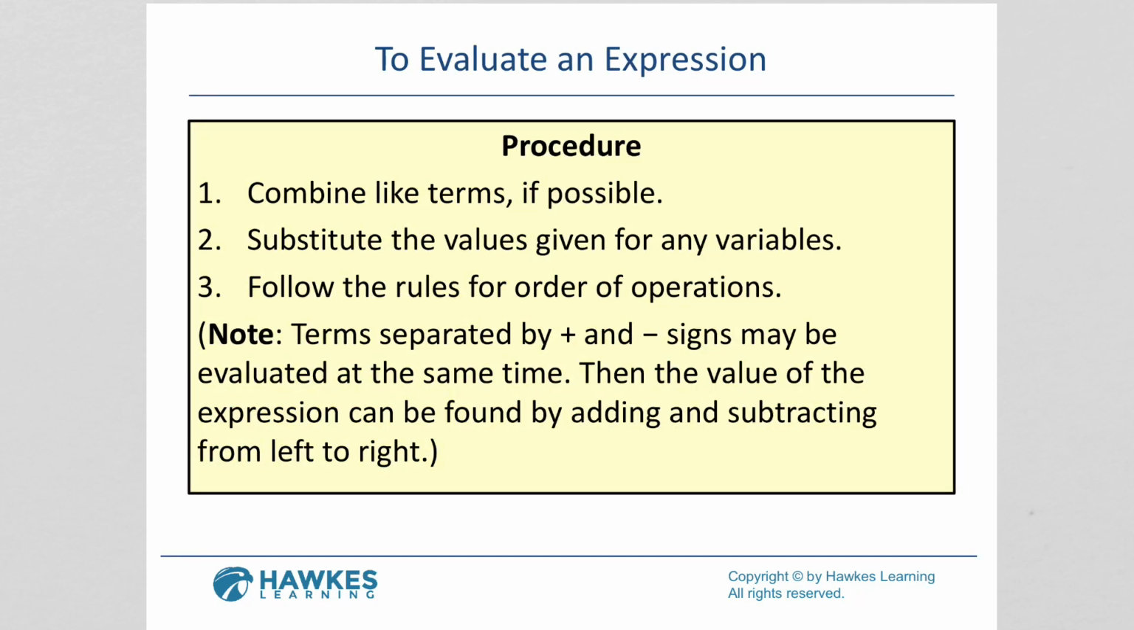To evaluate an expression, you need to first, combine like terms if possible. 2, substitute the values given for any variables. 3, follow the rules for order of operations. Note that terms separated by plus and minus signs may be evaluated at the same time. Then the value of the expression can be found by adding and subtracting from left to right.